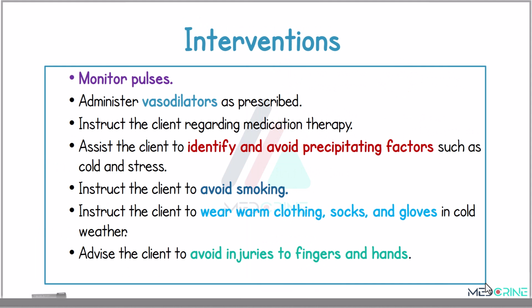Some of the interventions for patients who have Raynaud's disease include monitoring of the pulses, administration of the vasodilator medication as prescribed, instruction of the clients or patients regarding the medication therapy, and assisting these patients to identify and avoid any precipitating factors, for example cold and stress. We as well need to instruct the client to avoid smoking, wear warm clothing, socks and gloves in cold weather, and advise them to avoid any injuries to the fingers and to the hands.